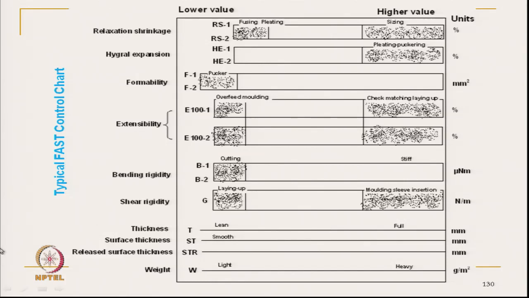Now, here we can see these are the graphs, this is the blank chart. It has a lower value, and a higher value. Let us say relaxation shrinkage, RS1 and RS2. What does it mean? RS1 means it is the warp direction, RS2 says it is the weft direction. Okay. Hygral expansion, it is HE1, HE2.